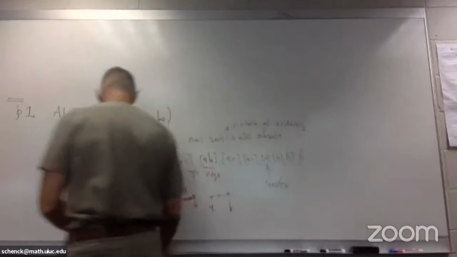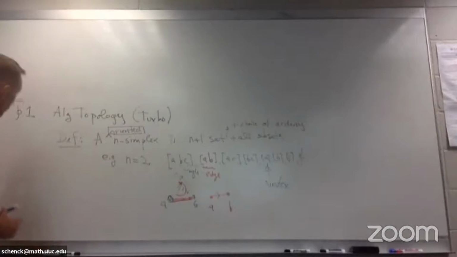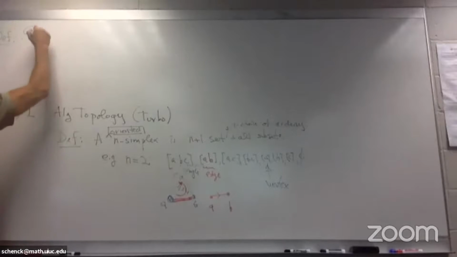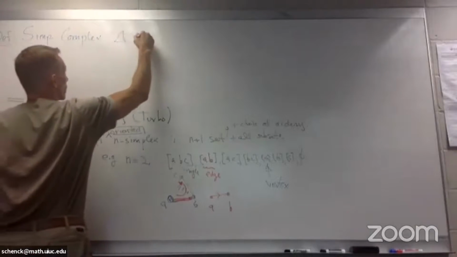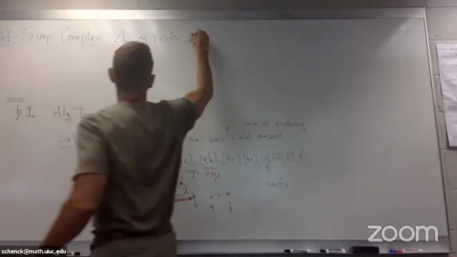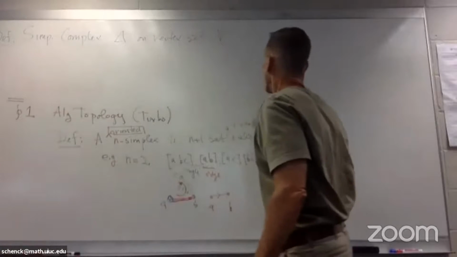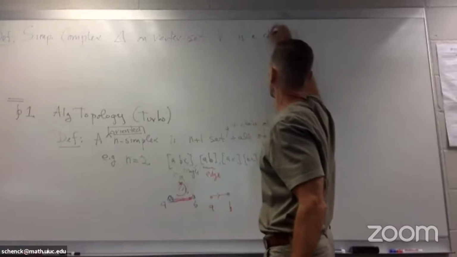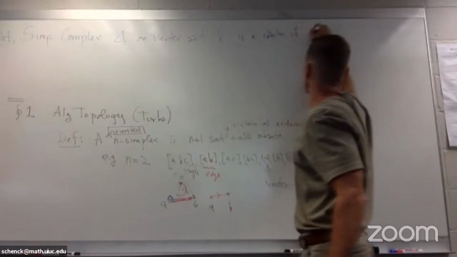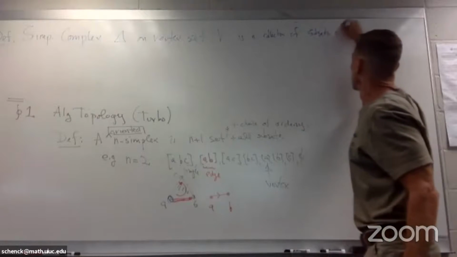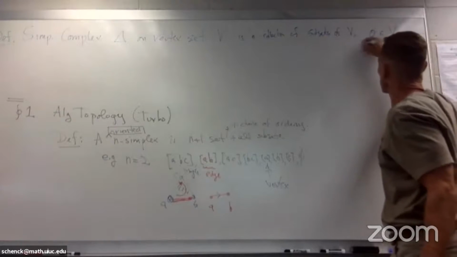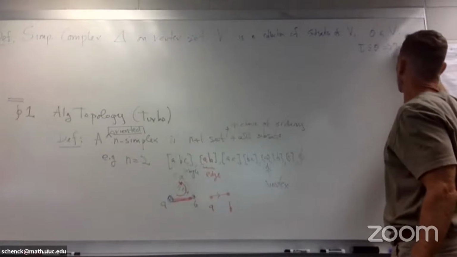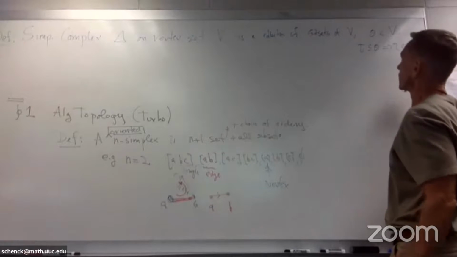So now let's change colors for a little bit to make things livelier. A simplicial complex delta on vertex set V is a collection of subsets of V with the caveat that if sigma is in delta and tau is a subset of sigma, then tau is in delta.